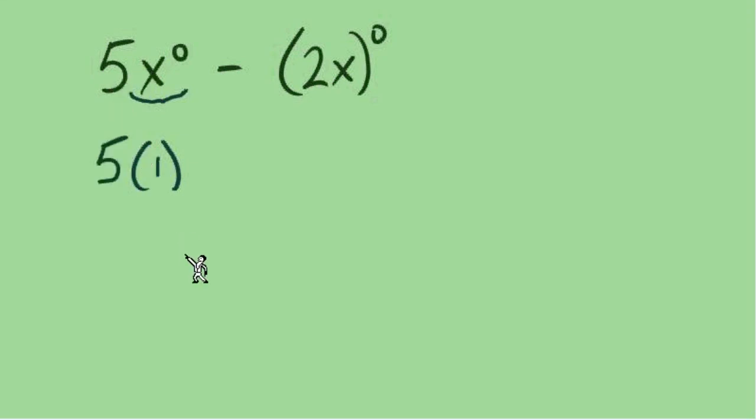You could even think about order of operations. What would order of operations tell us if we know that between the 5 and this x is a multiply, and here we have an exponent? Order of operations would say do the exponent first and then multiply. So this term right here, 5x to the power of 0, is really 5 times 1, which is 5.